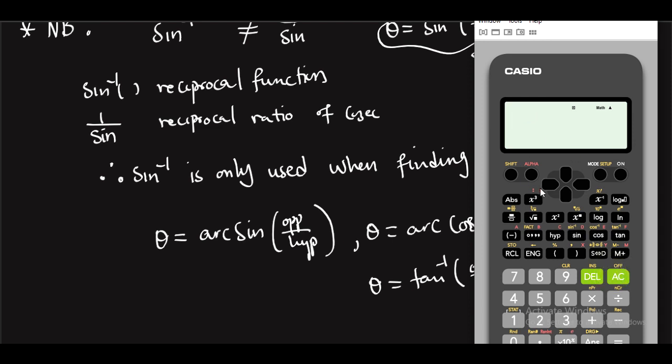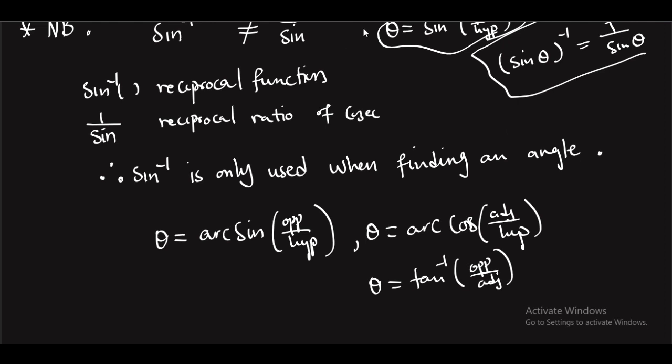I can also use this with a sine. If I say arc sine of 1 over 2, that gives me 30 degrees. You see, this is how we use the arc sine function. Alright, so let's do an example.